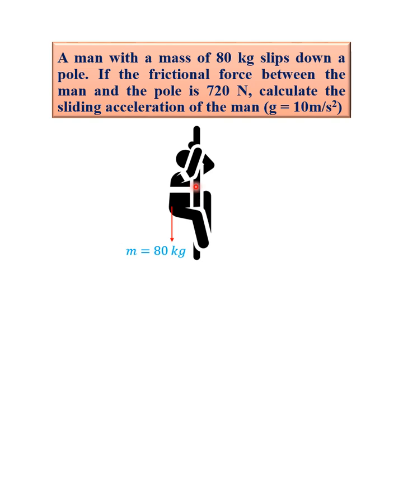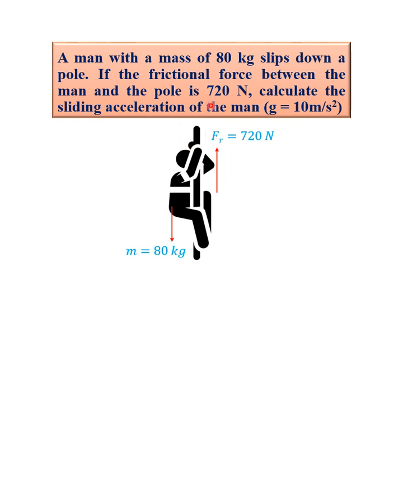Again, there is a frictional force. Friction always opposes motion. So if the man is sliding down, it means the frictional force opposing it must be going upward. So we can say that the frictional force Fr equals 720 Newton according to the question. The frictional force between the man and the pole is 720, and it must act in the opposite direction to the weight of the man, because the man is sliding down.